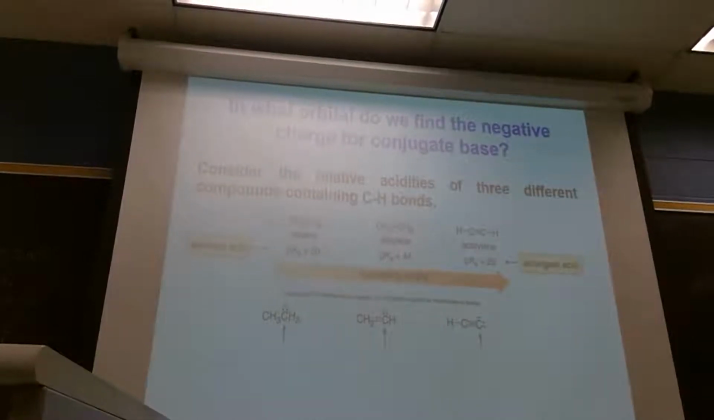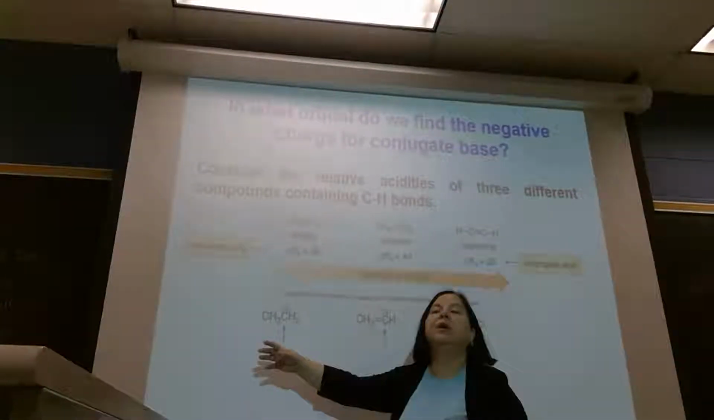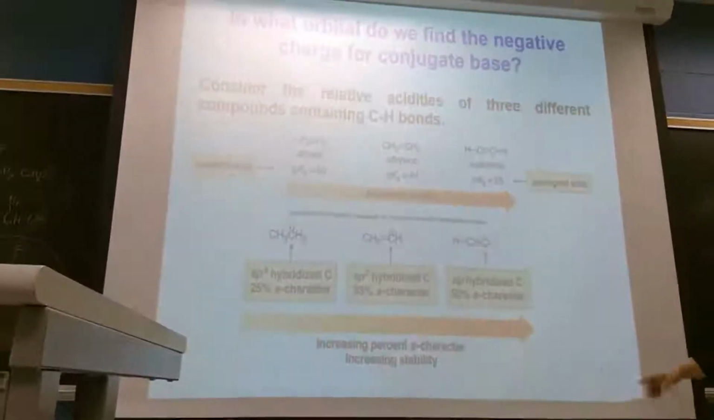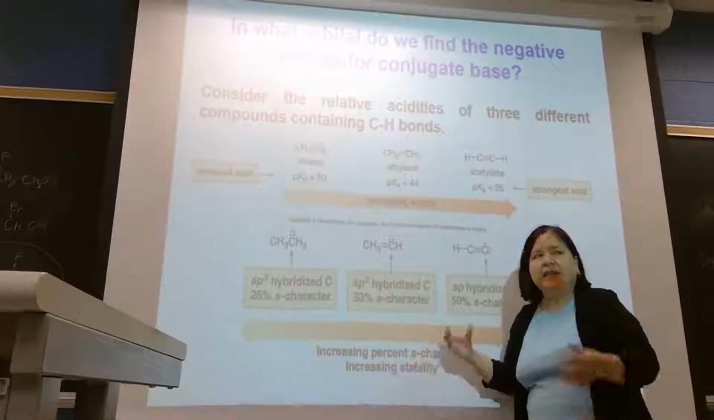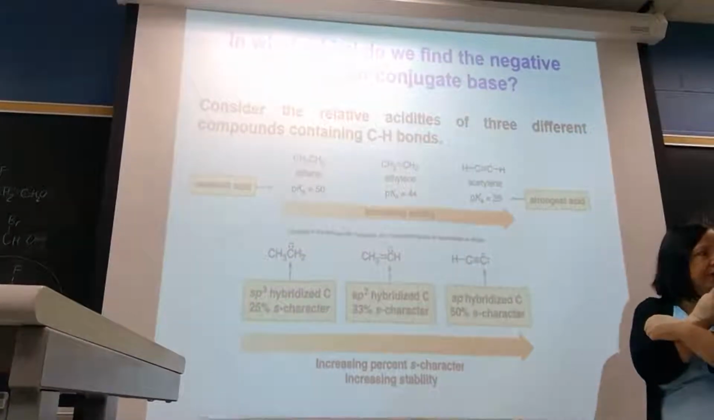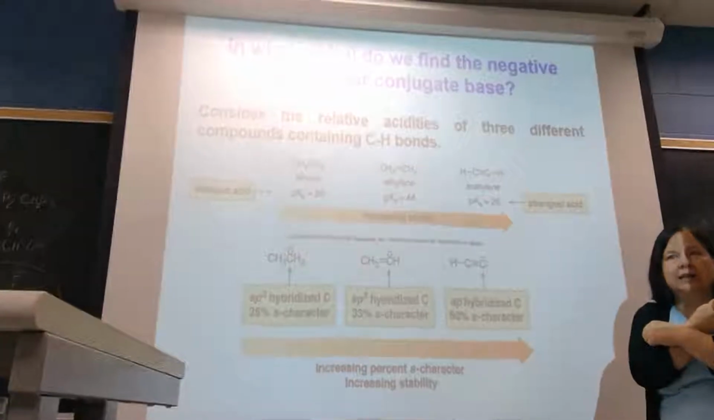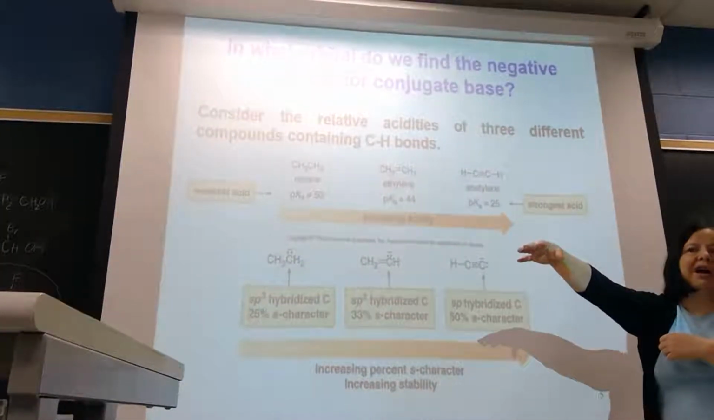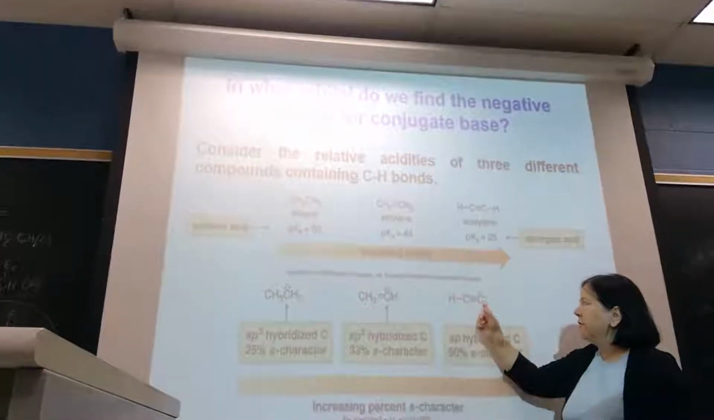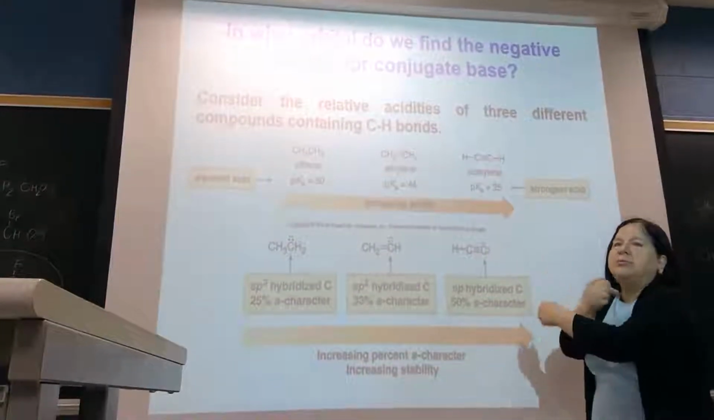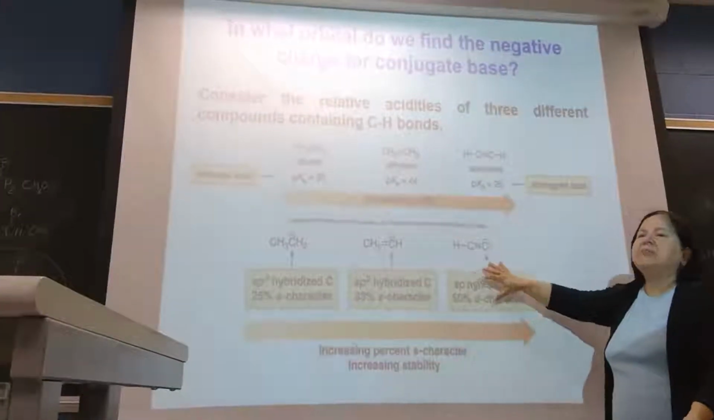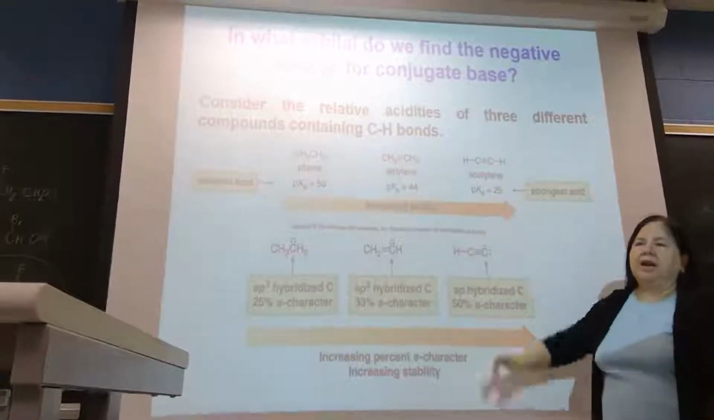sp is 50%, sp2 is 33%, sp3 is 25% s character. So we see that a 50% s character in the orbital increases stability, because electrons are closer to the center of the atom, held more tightly. In a p orbital, electrons are farther away. So the higher the percentage of s in the orbital, the more tightly the electrons are held and the more stable they are. So the more stable the conjugate base, the stronger the acid.